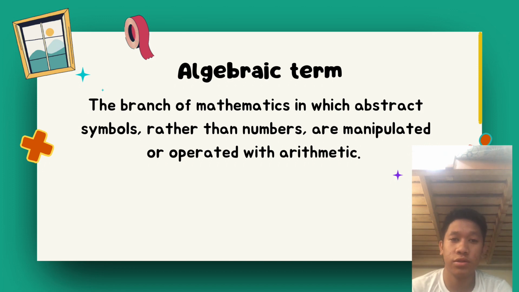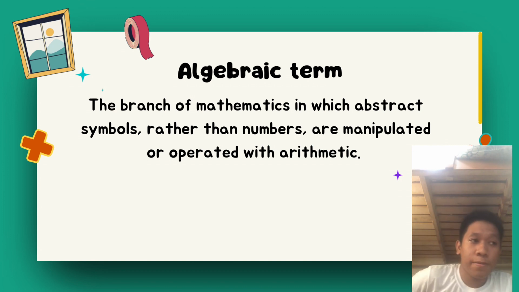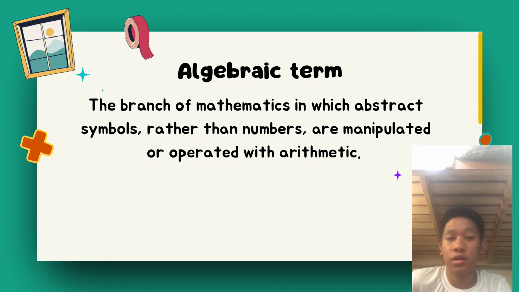So next is algebraic term. What is algebra? The branch of mathematics in which abstract symbols rather than numbers are manipulated or operated with arithmetic. So algebra, instead of numbers, is conducted with symbols like positive, negative, decimals, percentage, and many more.